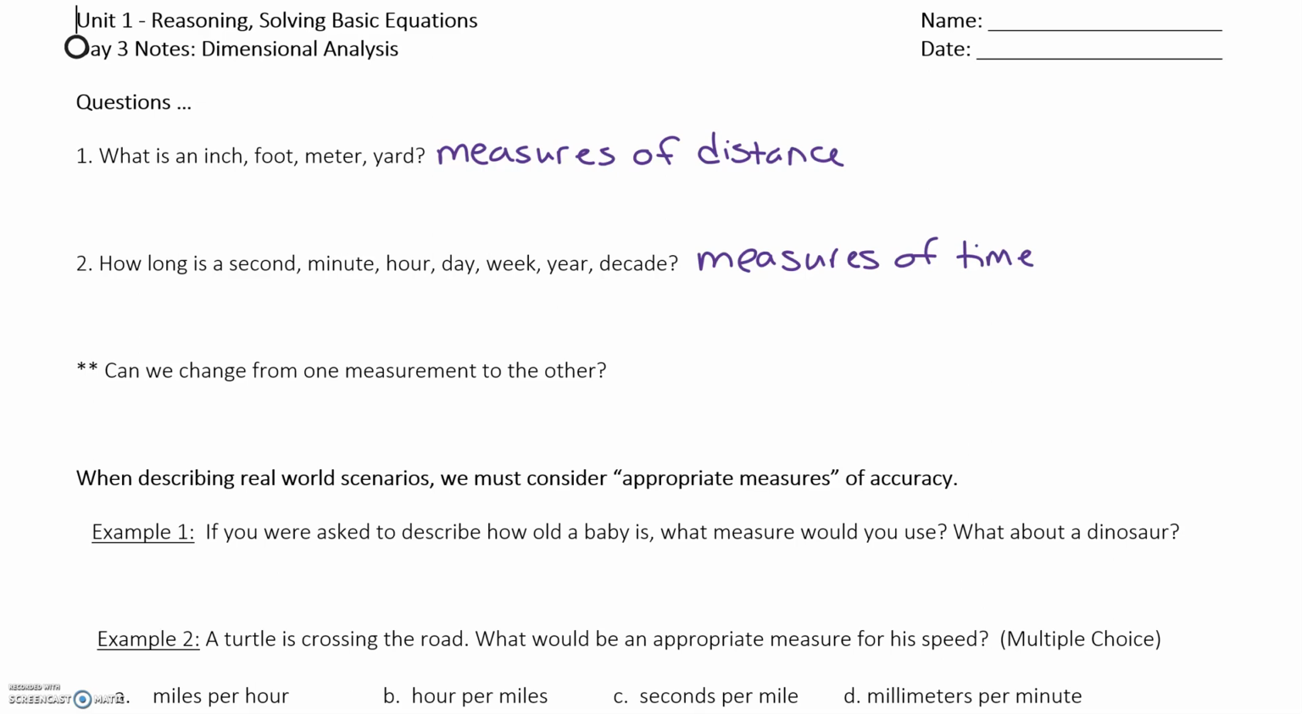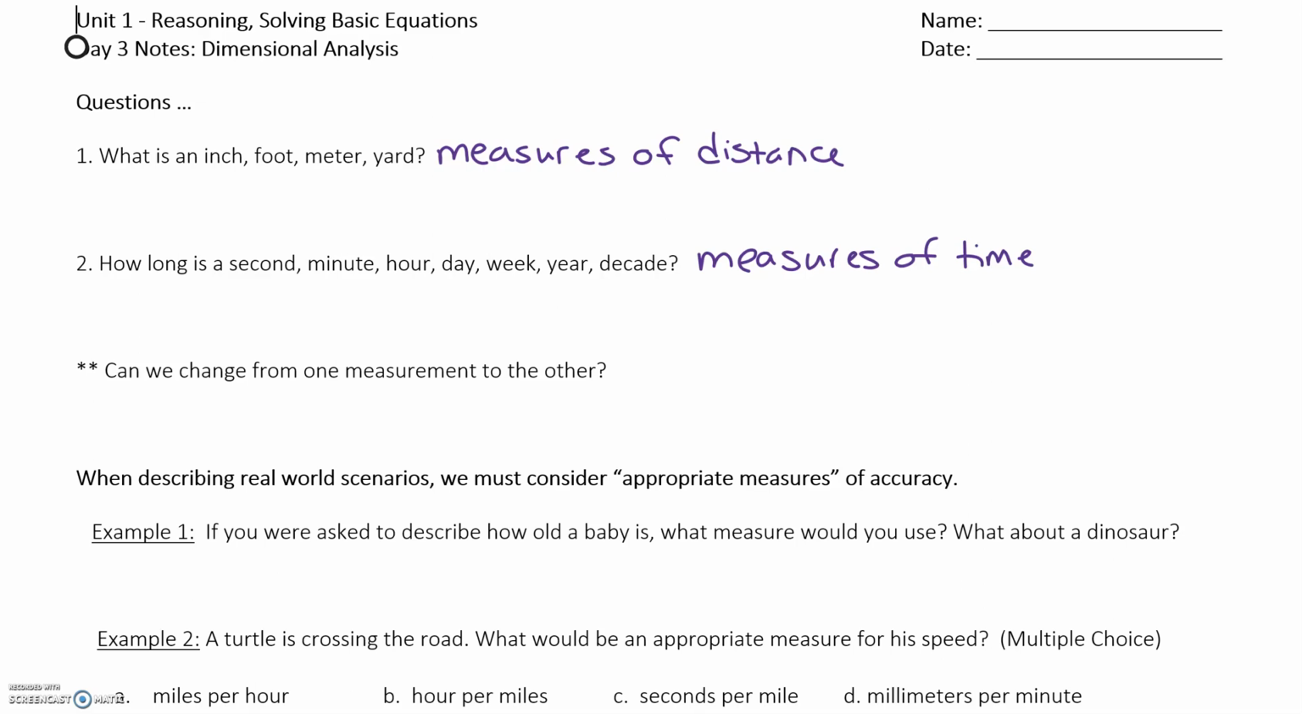When you're measuring time, you're going to use a different type of measurement depending on what you're measuring. If you're going to talk about how long each class period is, you're probably going to measure in minutes. If you're actually going to talk about how long the school year is, you might measure that by how many days we're in school or how many weeks we're in school. So we're going to use different measures of distance and time when we talk about dimensional analysis.